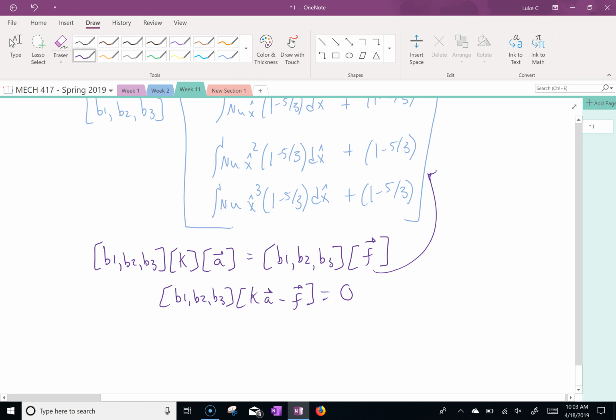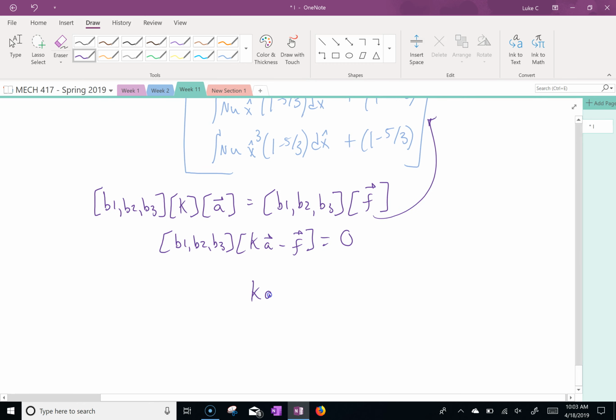Anybody want to guess? An easy 0. What do you mean by that? B1, B2, and B3 are all 0, right? That is our linear function constants. Well, we know that we don't want that, right? So we take Ka minus F, and we set that equal to 0.